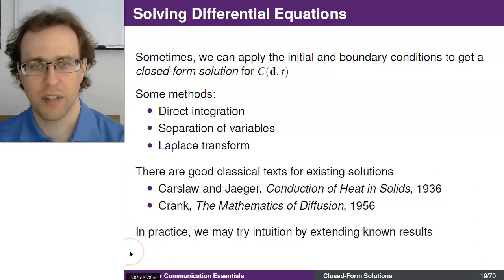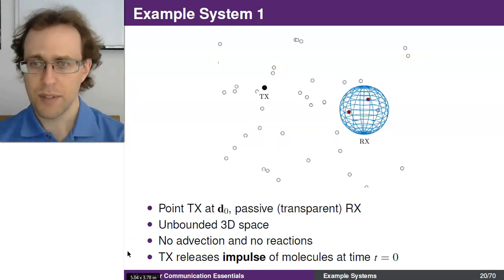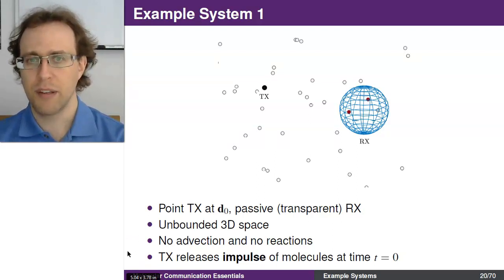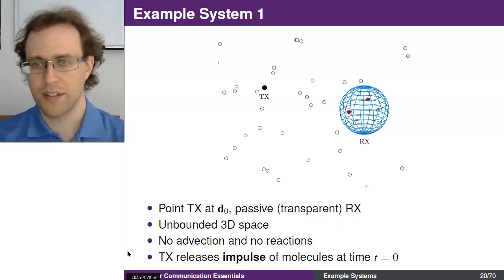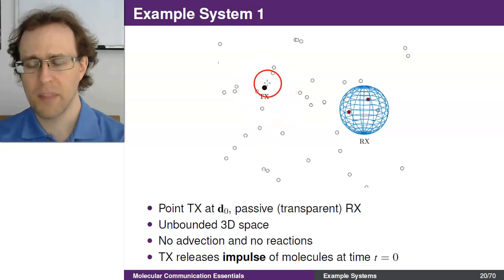But this just gives you some idea of the kind of approaches that can be used for solving these systems of differential equations. I'd now like to apply these deterministic ideas to a couple of example systems. They're both going to be versions of this target system that I introduced at the beginning, where we have a point transmitter at some fixed location.